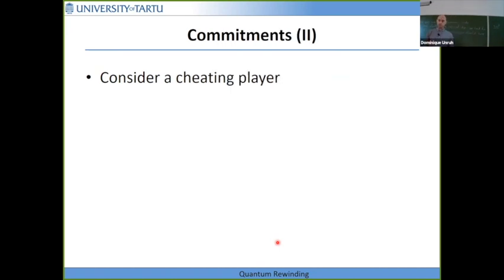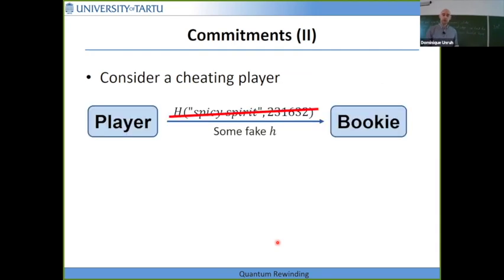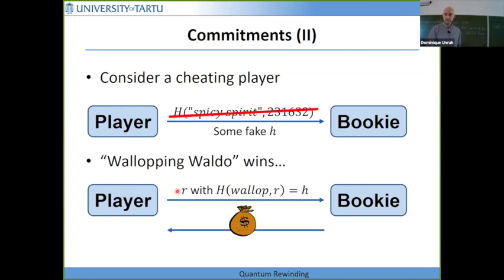What if we try to cheat? So let's say I claim the cheating player can actually do the following. The player can, instead of sending hash of Spicy Spirit, send some fake hash. And then Walloping Waldo wins the race and not Spicy Spirit. And now the player just comes up with some value R, such that hash of Wallop, R is the hash value from earlier, and the bookie sends the money over. So you ask, could this happen?